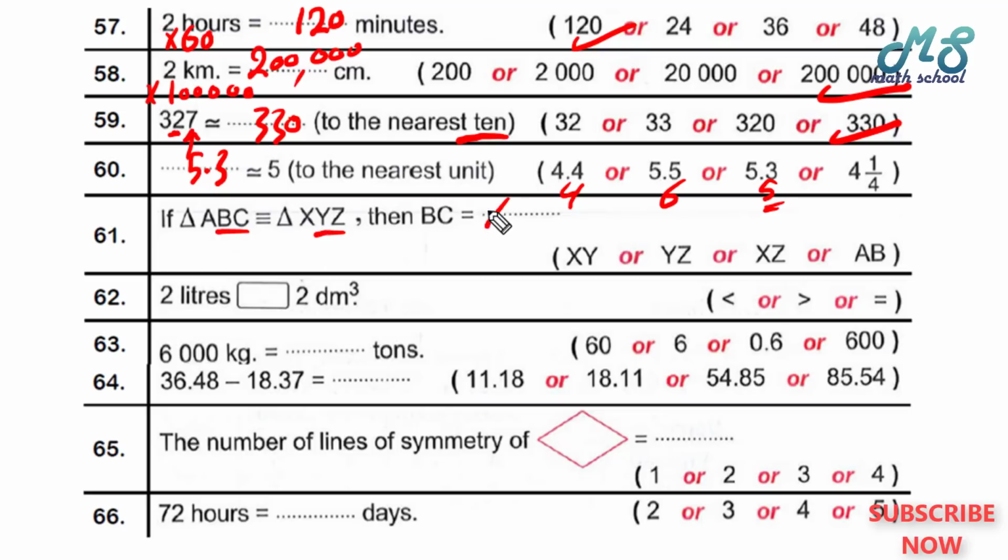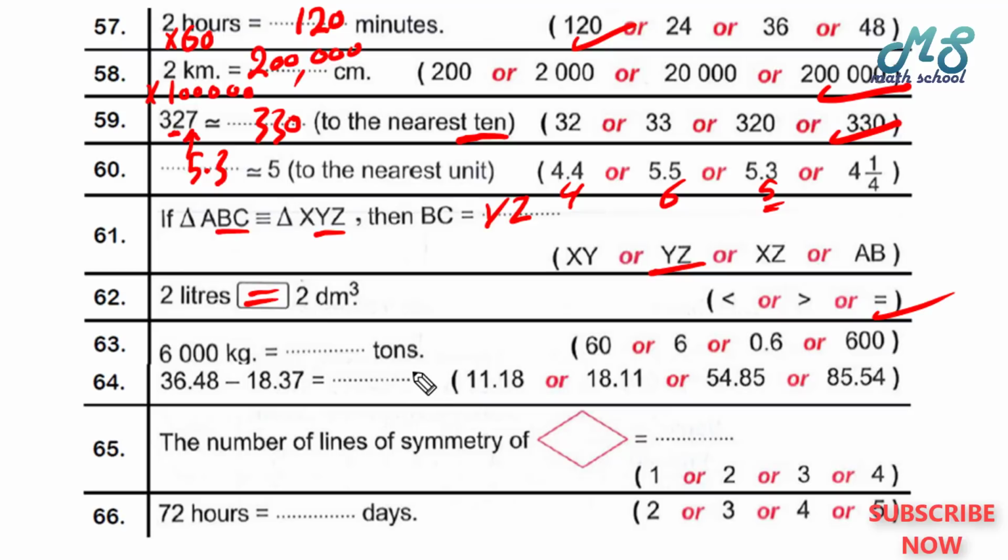So BC is equal to YZ. So the answer will be YZ. Number 62: 2 liters equals how many cubic decimeters? Here he wants us to compare between liters and cubic decimeters. So right away, they are equivalent. So we choose equals.